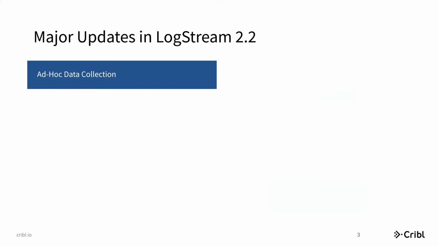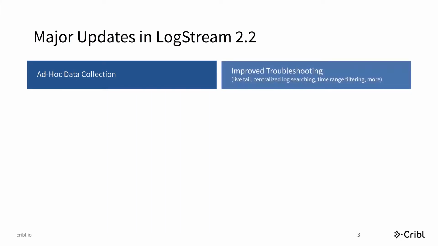Release 2.3, which will be out in a few months, will add scheduled data collection. That will be the ability to collect from APIs. So if it seems like we're missing that, we're not. It's coming. We just wanted to release the minimally viable feature set so that people could start getting advantage of it today. Also in 2.2, improved troubleshooting, live tail of captures, centralized log search for our internal logs, time range filtering, etc.